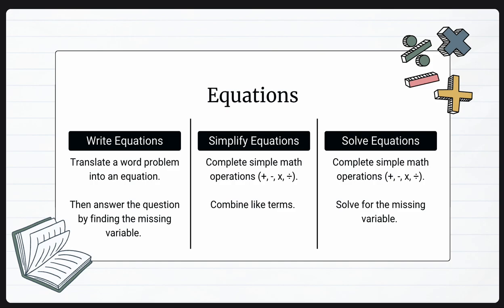Students who are asked to write equations often will need to translate the word problem into an equation, and then they'll need to answer that question by finding the missing variable. For simplifying equations, students will often complete simple math operations, adding, subtracting, multiplying, dividing, and then combine the like terms. And for solving equations, they'll need to complete those simple math operations, then solve for the missing variable.